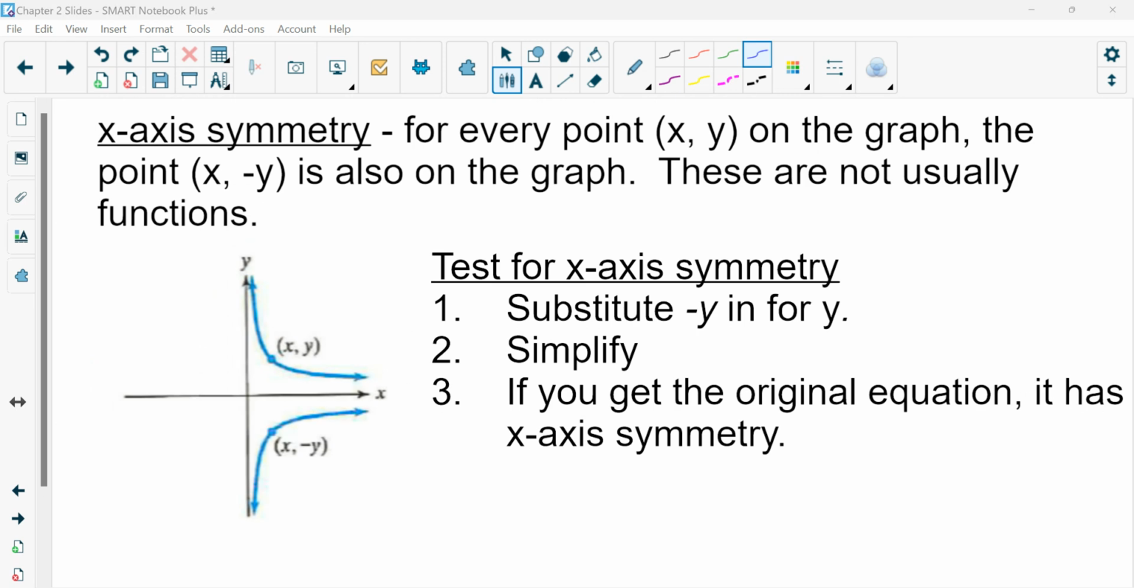Another type of symmetry is x-axis symmetry. So that would be if you folded it on the x-axis, it would match up on itself. So in this case, the x value stays the same, but the y value is the opposite sign. So for every point xy on the graph, the point x, negative y is also on the graph. These are usually not functions. If you have something with x-axis symmetry, it usually is not a function. If you look at this graph that we have as an example, it fails the vertical line test.